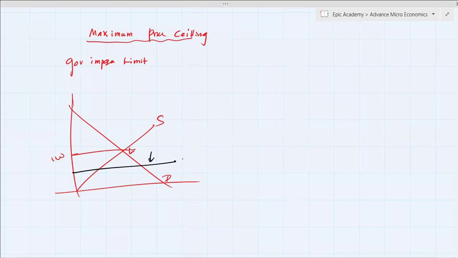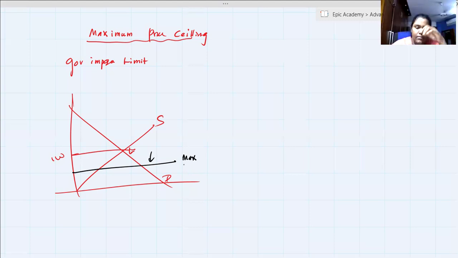Below the market equilibrium. This is the maximum price. In here they are going to protect the consumer by reducing the price of the entire commodity. As an example, in Sri Lanka, fuel prices, the price of the gas cylinder, are decided by the government.